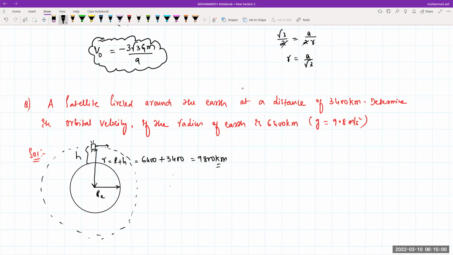So the orbital velocity formula, beta, v naught equals under root of G into M divided by r. I can write this as under root of G into R square divided by small r, because G M is G R square. So this one is R outside, under root of G by small r.